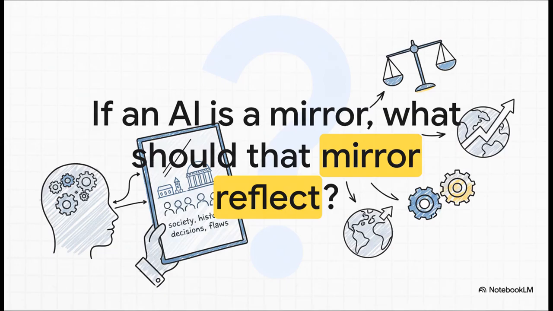So, let's end with this thought. If an AI is basically just a mirror reflecting the data, the society that we show it, all of our history, our decisions, our flaws, then the most important question we have to ask ourselves isn't just a technical one, it's a societal one. What kind of world do we want that mirror to reflect back at us?